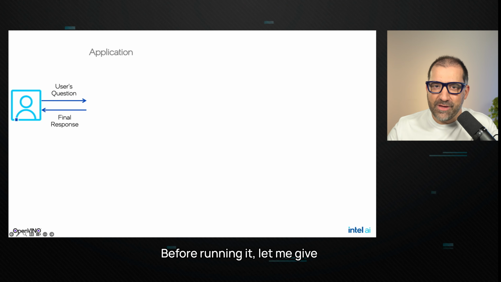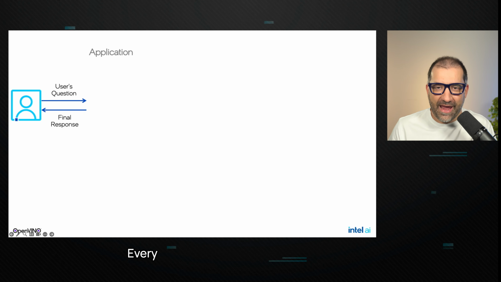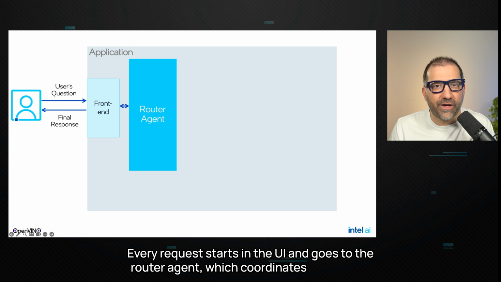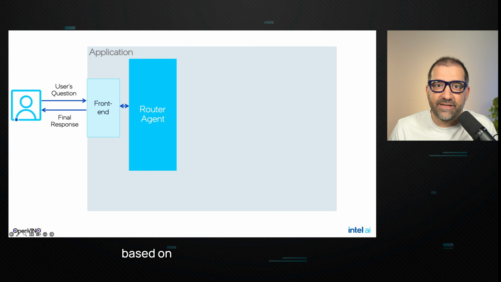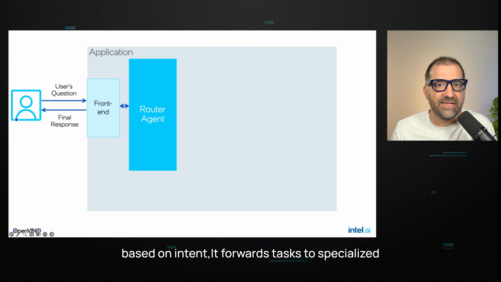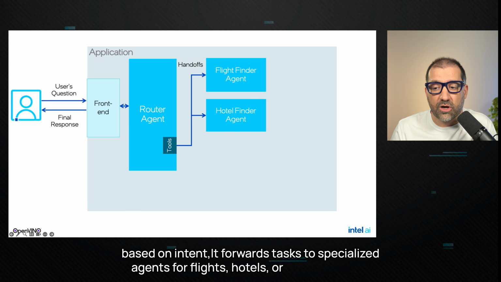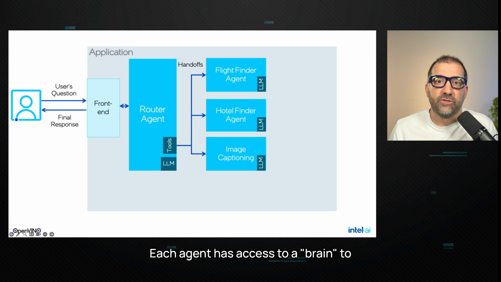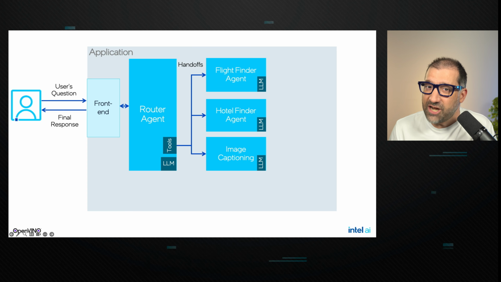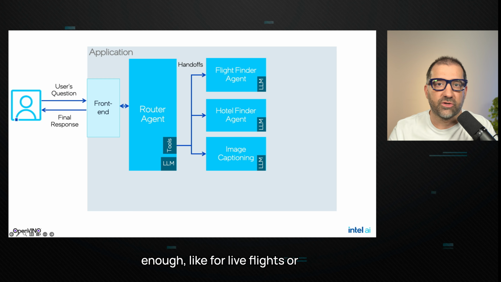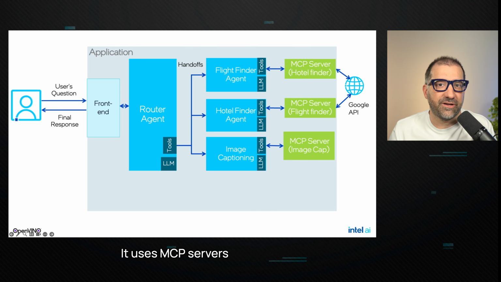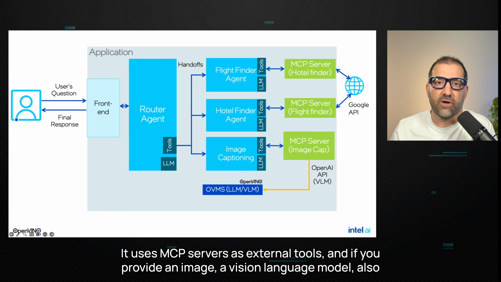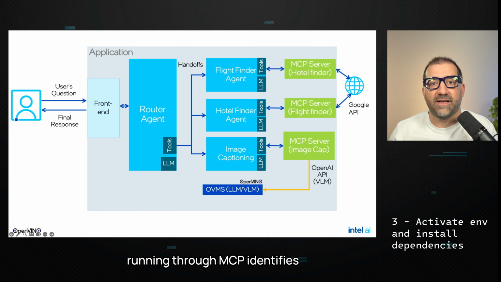Before running it, let me give you the big picture of the application. Every request starts in the UI and goes to the routed agent, which coordinates the system. Based on intent, it forwards tasks to specialized agents for flights, hotels, or image analysis. Each agent has access to a brain to reason and handle tasks. When that's not enough, like for live flights or hotel data, it uses MCP servers as external tools. And if you provide an image, a vision language model also running through MCP identifies the city for you.